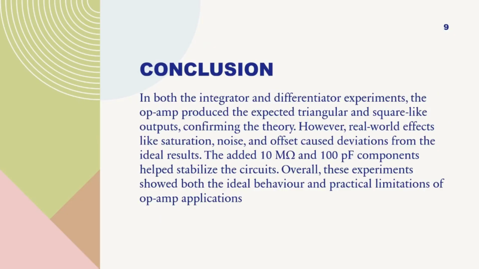So the conclusion is, in both the integrator and differentiator experiments, the op-amp produced the expected triangular and square-like outputs, confirming the theory. However, real-world effects like saturation, noise, and offset caused deviation from the ideal result. The added 10 megaohm and 100 picofarad components help stabilize the circuits. Overall, these experiments showed both the ideal behavior and practical limitations of op-amp applications.